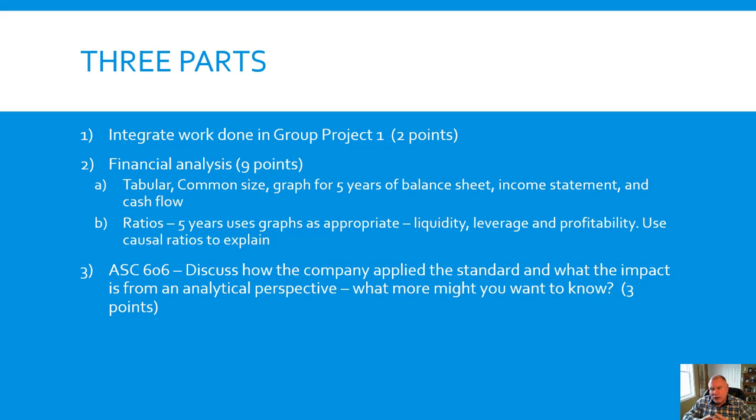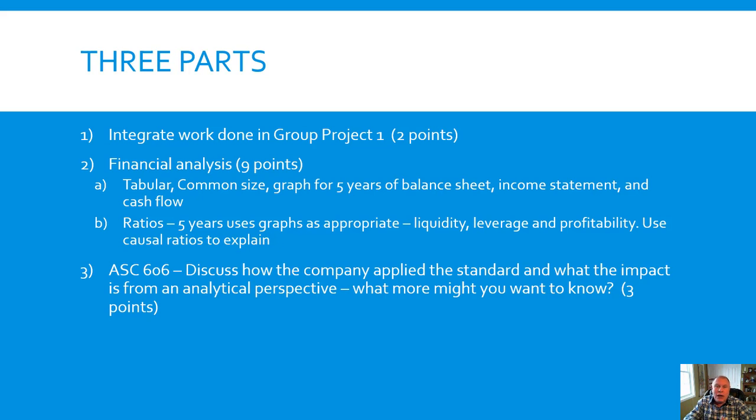Then financial analysis, 9 points. What I want you to do is create a common size, tabular common size graph for 5 years of balance sheet, income statement, and cash flow. Now remember, I don't want everything there. I want the important ones. So what you might want to think about is, how did you break sales down? Perhaps that's a good way of starting, so Project 1 in class, the group work, flows into yours.